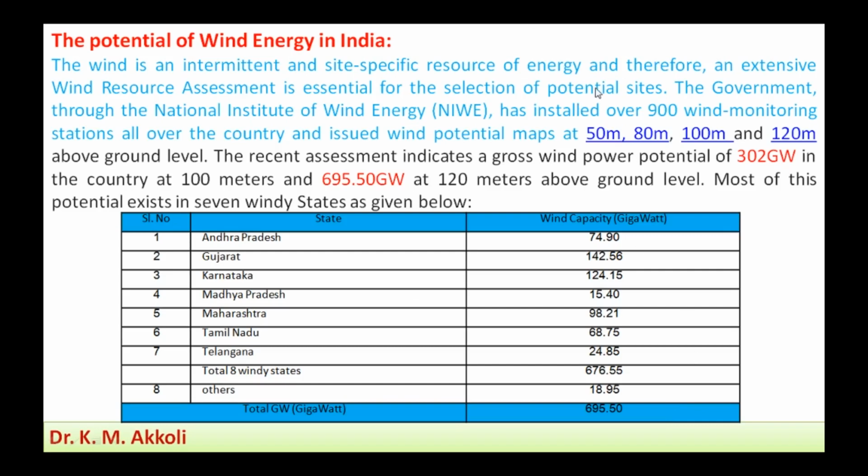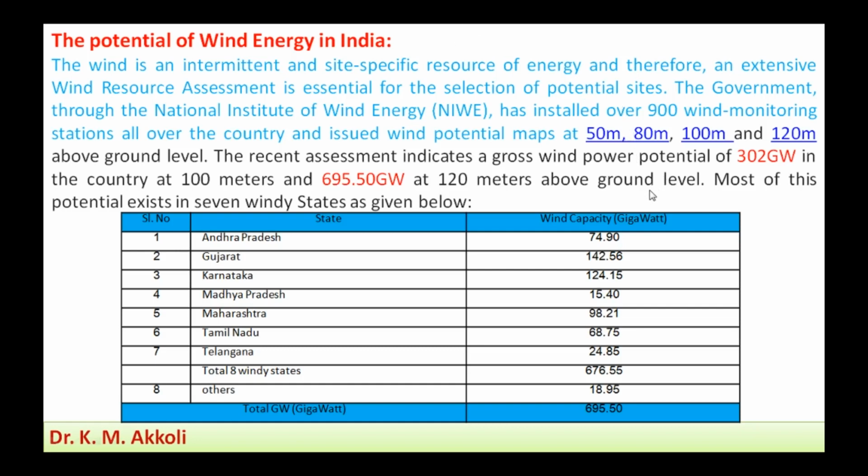Then, the potential of wind energy in India. How much potential is there for the future for the exploitation of wind energy? That is the potential of wind energy in India. As you know, wind is intermittent, variable, changing and site specific. At a particular site, the wind velocity is fixed. At other sites it may be different, it may vary. That's why it is site specific.